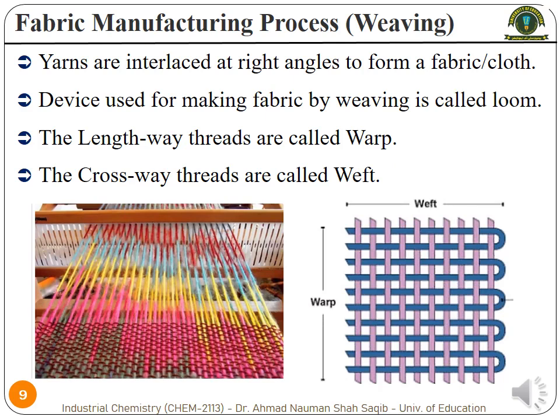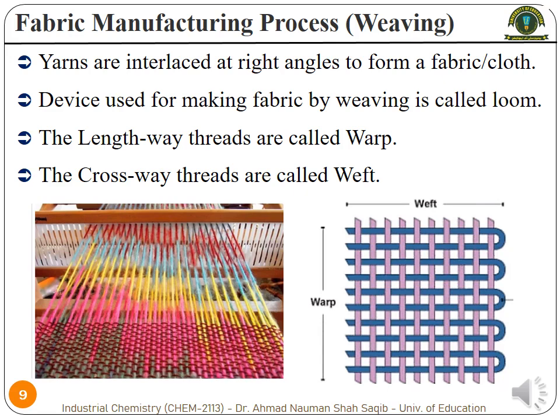So the first process in fabric manufacturing is weaving, to get the woven fabric. Weaving is a process of fabric production in which we use two distinct sets of yarns or threads, which are interlaced at right angles to form a fabric or a cloth. During this process the thread is woven. We use this process in which one thread is in the horizontal direction and the other thread is in the vertical direction.